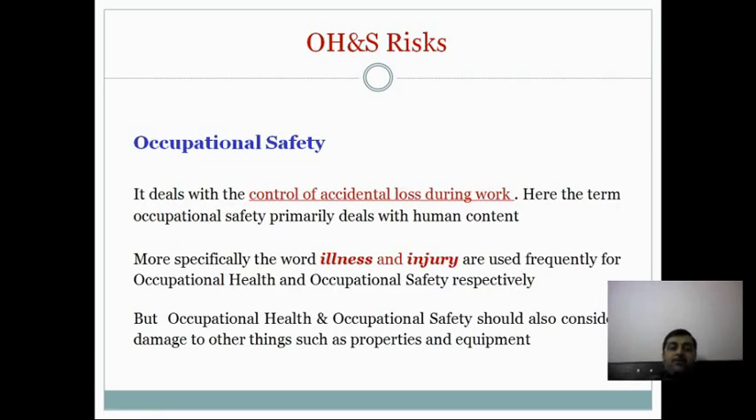Now, when I talk about occupational safety, it basically deals with controlling of the accidental loss, accidental loss which is happening during the work hours. So we have looked at the loss statistics extensively when we started the subject. Occupational safety deals more with injury, while occupational health deals with illness. Apart from these, we should also look at the properties and equipment equally. We'll look at how we are going to rate all of this.